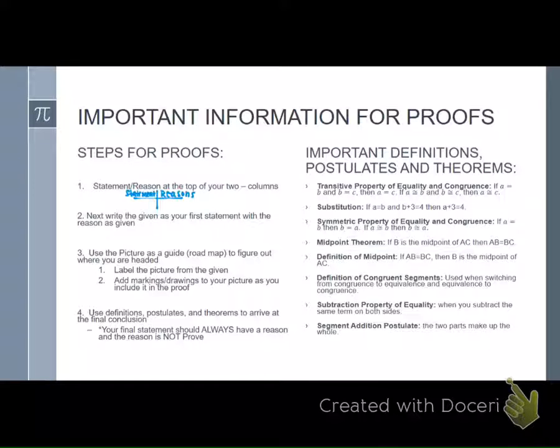You always put the given down first. Next, write down the given as your first statement with the reason as given. So the reason is always given when you write down the given information. Unlike in algebraic proofs, there's going to be multiple givens. So write them all down.